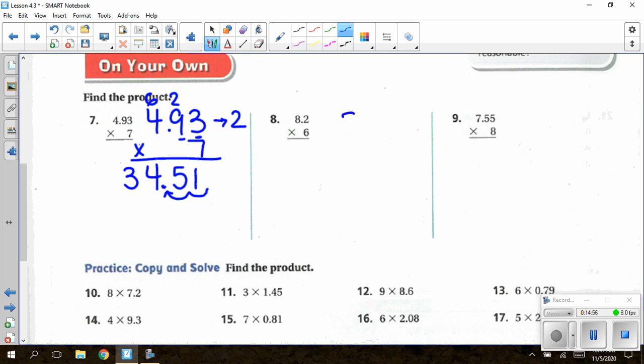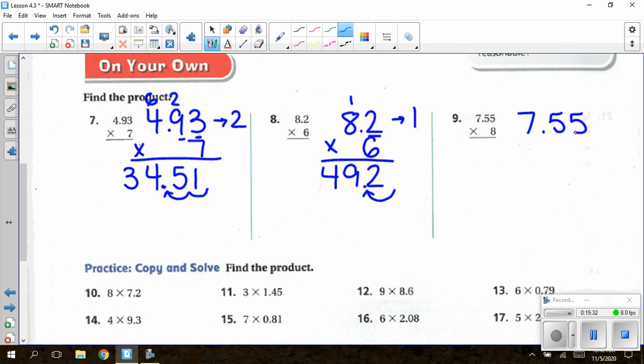So now I'm going to multiply 8 and 2/10 times 6 for number 8. 6 times 2 is 12. Carry my 1. 6 times 8 is 48, plus 1 is 49. Count the number of decimal place values in the top factor. I see 1, so that means my answer must have 1 decimal place value. So from the end, swooping once to the left, places my decimal in between the 9 and the 2 for 49 and 2/10. Finally, for number 9, I have 7 and 55/100 times 8.